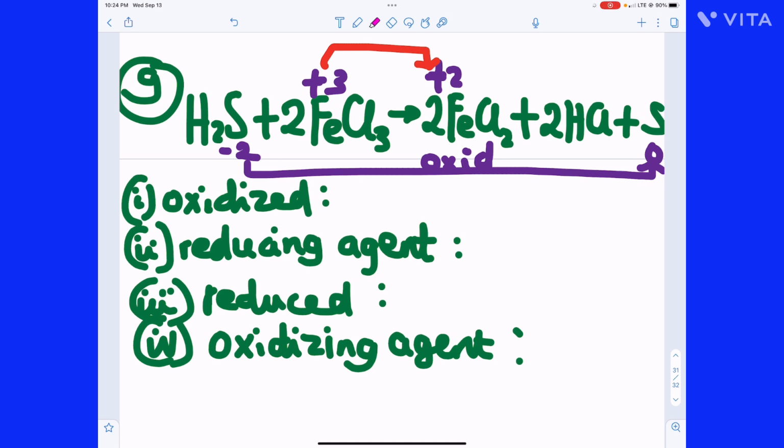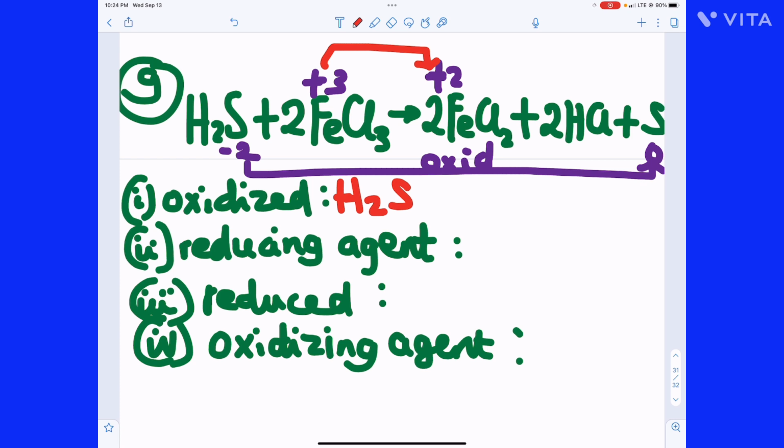So that's a reduction. Let's now pick what substance is oxidized. Oxidation took place with sulfur when its oxidation number increased from -2 to 0. That's an increase in oxidation number. So the substance that is oxidized is hydrogen sulfide. We will not pick the sulfur alone. We pick the whole compound as the substance oxidized.